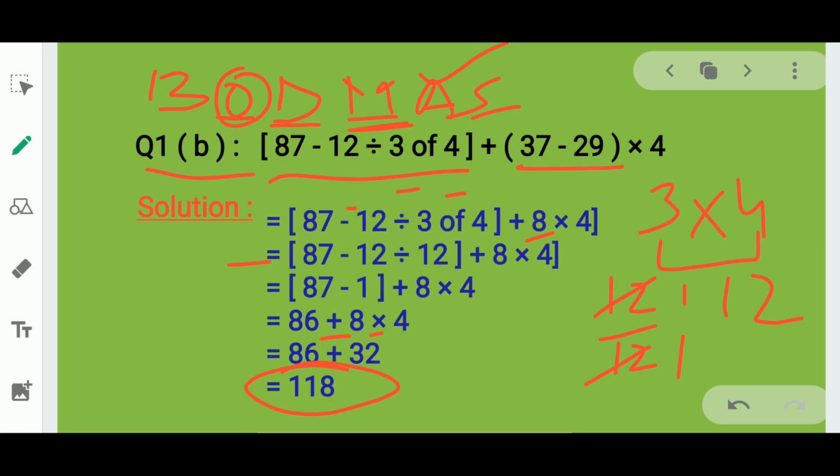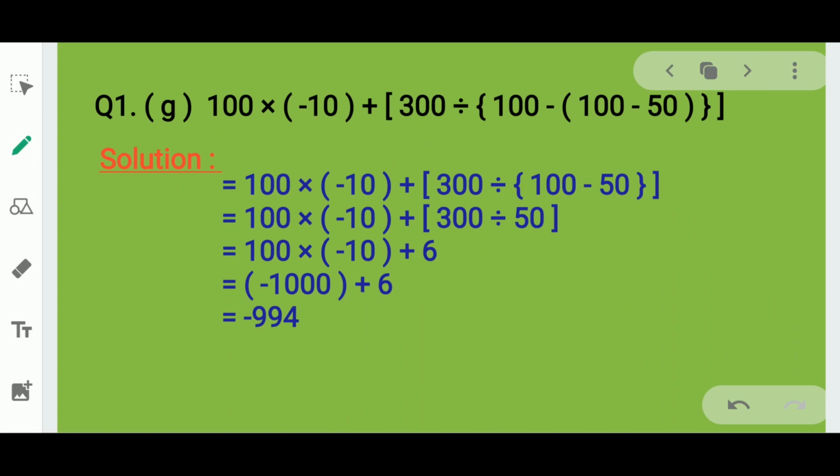Okay, move to the next question. Here we have the G part of question number 1, in which 100 multiplied by minus 10 plus, in the big bracket, 300 divided by, in the curly bracket, 100 minus, in the small bracket, 100 minus 50, small bracket closed, curly bracket closed and big bracket closed. This is question 1, G part.